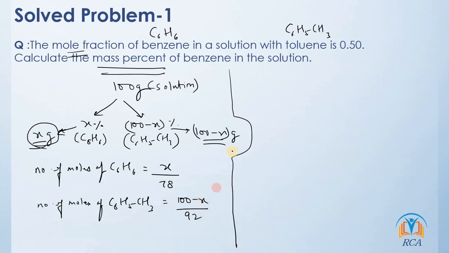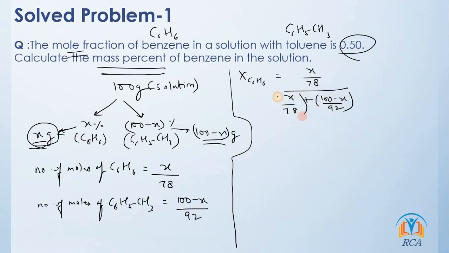Now what do we have to find? We have to find out the mole fraction, because mole fraction is already given as 0.50, so we can equate it with this, right? So how do we calculate mole fraction? The mole fraction of benzene. So X of C6H6 will be equal to what? Number of moles of benzene, which is X upon 78, upon what? Total number of moles, which is X upon 78 plus 100 minus X upon 92, right?